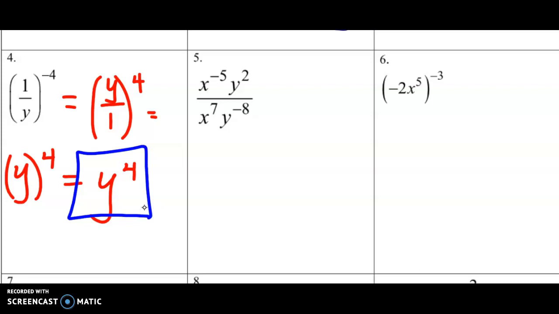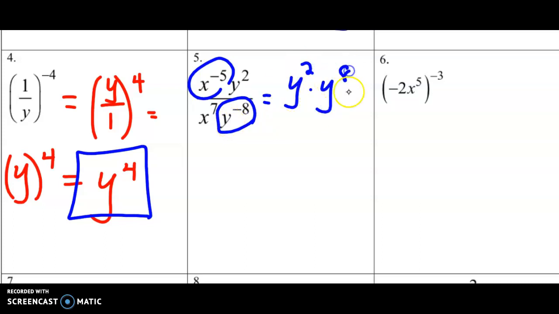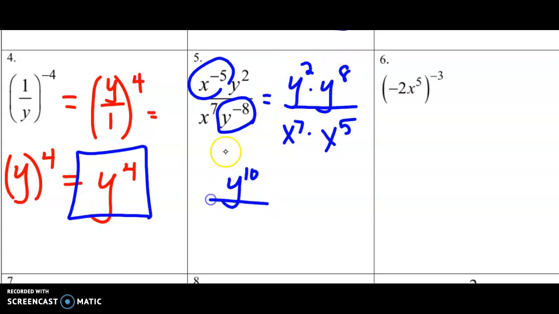In number 5, we're only moving those variables that have negative exponents. So this one has to move, and this one has to move. So y squared stays. Y to the 8th comes up, x to the 7th stays, and x to the 5th comes down. Now I have 2 y's and 8 y's, 10 altogether when you are multiplying. 2 plus 8 gives you 10. And down here you have 7 x's and 5 more make 12. 7 plus 5 is 12. These have different variables, so that's the best we can do with that problem.